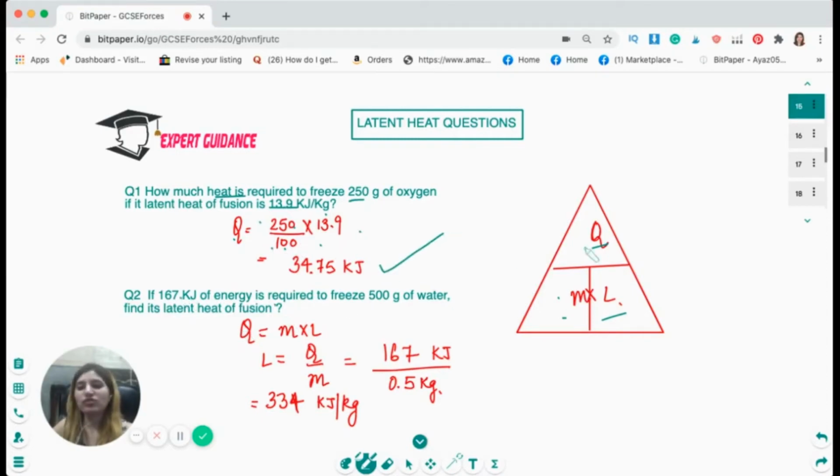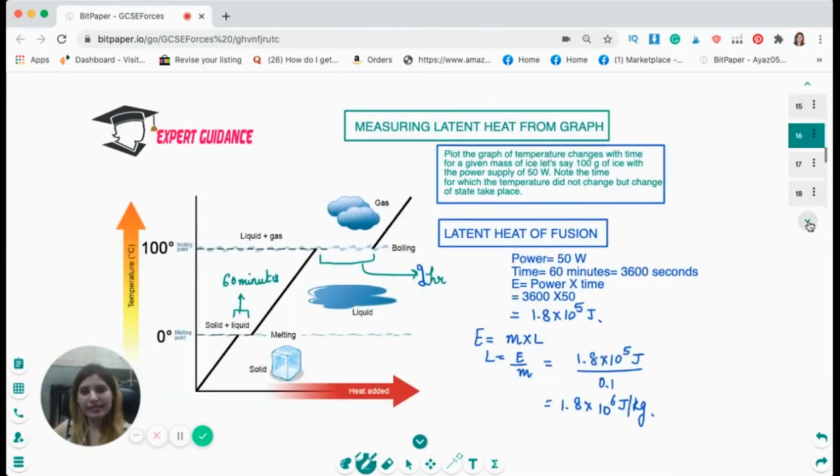Next, for the second question, they have given us the energy and asked us to work out the latent heat. So latent heat is energy over the mass. Energy is 167, the mass is 500 gram, which converted to 0.5 kg. And when we divide the two, we'll get the answer 334 kilojoules per kg. Okay, so I hope this concept of latent heat and how the latent heat calculation works is clear to you.